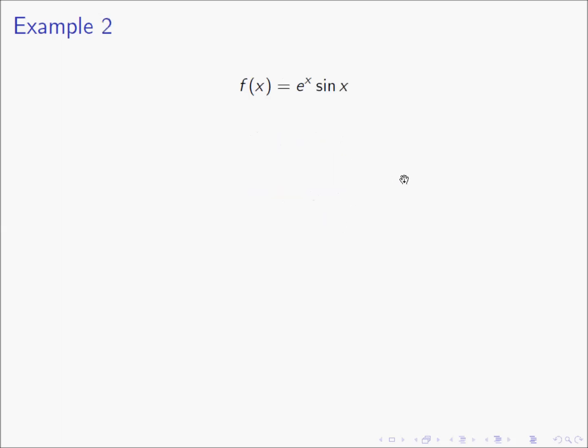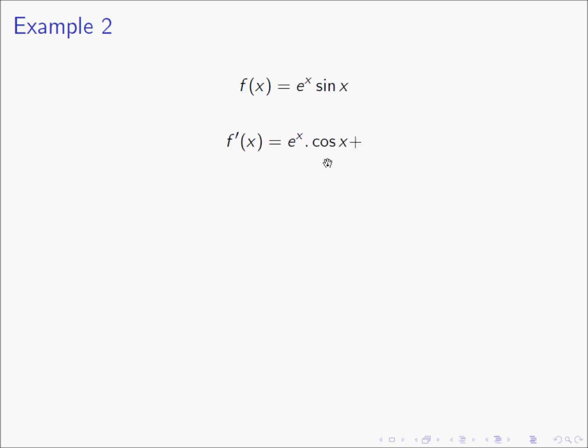Let's consider this function here. Here we have the product of two functions, so we use the product rule. We're going to name e to the x the function u, and sine of x the function v. So we apply the product rule. The derivative of this is e to the x times cosine of x.